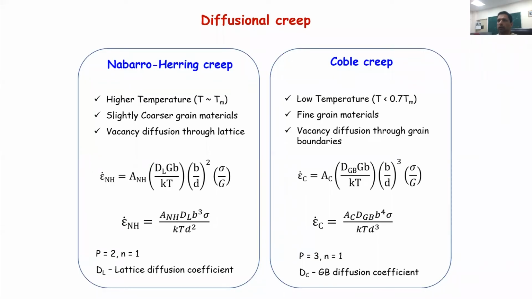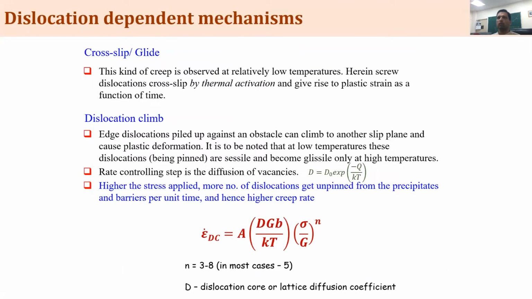Okay, so now I have corrected it. This is epsilon dot NH. For Navarro-Herring, there is epsilon dot C for Coble creep. And here P is equal to 3, P is equal to 2. This is 2, N is equal to 1. This is N equal to 1. Here P is equal to 3 and N is equal to 1. So that was about diffusional creep.